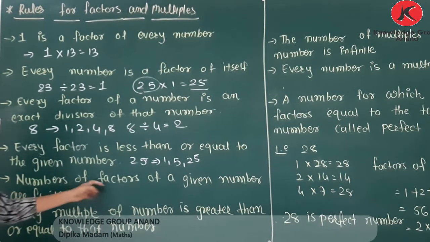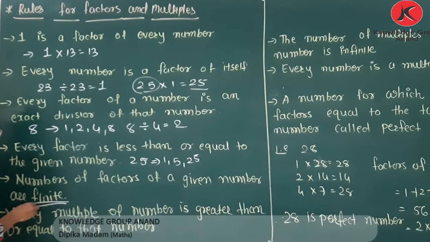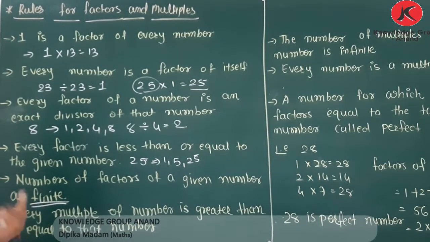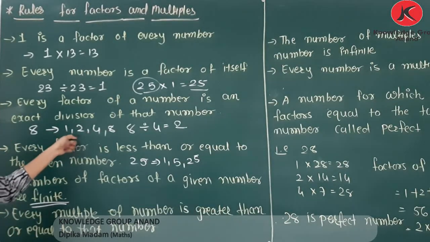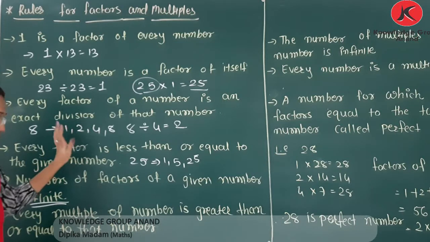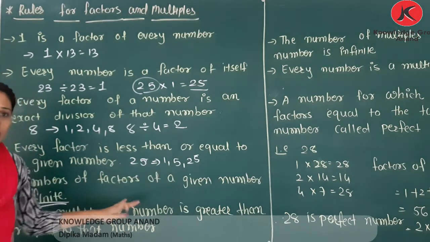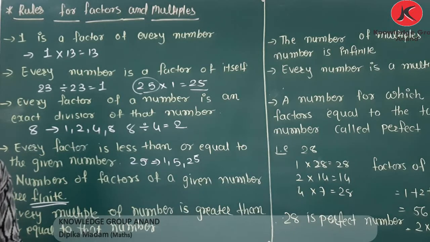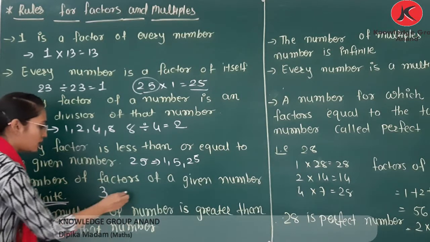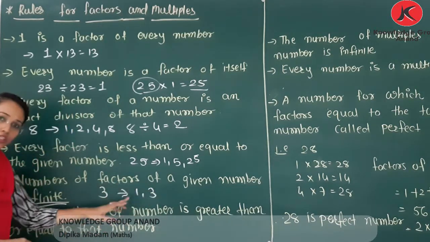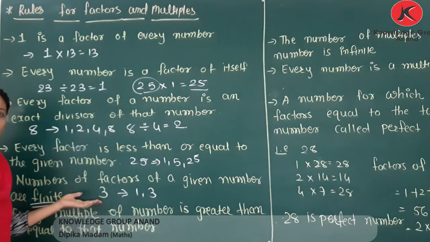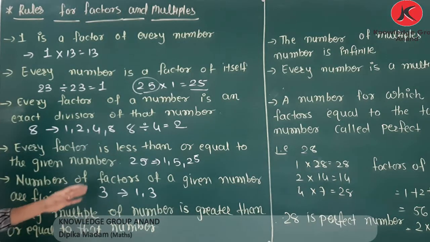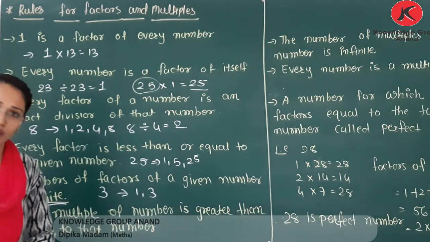Next is the number of factors of a given number is finite. Finite means countable. You can count how many factors there are. For example, here how many factors of 8? 1, 2, 3, 4. 4 factors are there. For 25, 3 factors are there. Means number of factors of every number is finite. For example, if I take 3, then factors of 3 are 1 and 3. So only 2 factors are there, that is 1 and the number itself. No other number can divide 3. Same for 7. So in every number factors are countable.